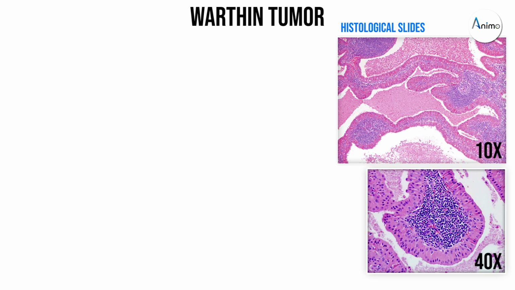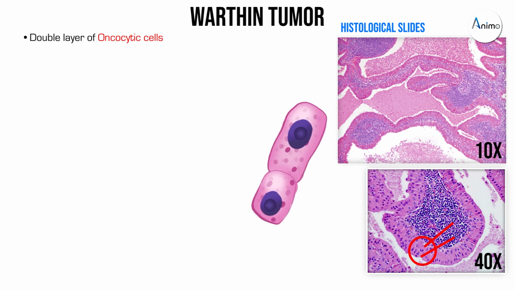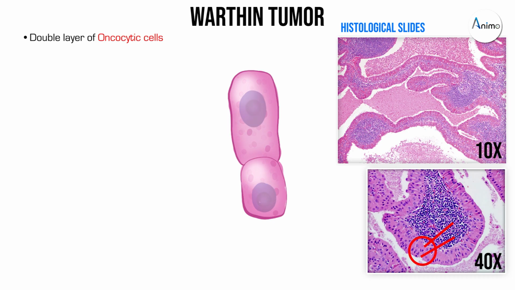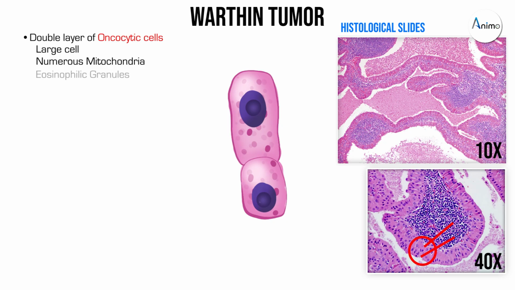It actually consists of a double layer of oncocytic cells. Remember the name, oncocytic cells. So what's so special about these oncocytic cells? These are large cells with numerous mitochondria, granular eosinophilic cytoplasm, and large nuclei with prominent nucleoli. So remember the picture: large cell, numerous mitochondria, eosinophilic granules in the cytoplasm, large nuclei with prominent nucleoli. So this is the oncocytic cell.